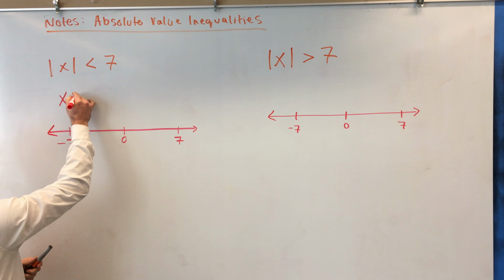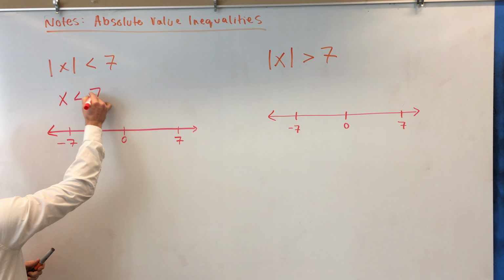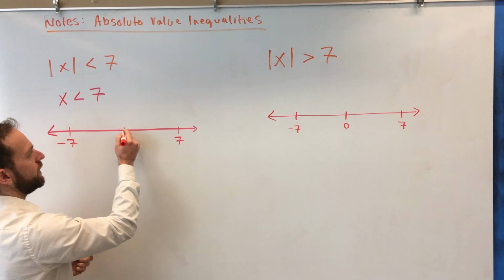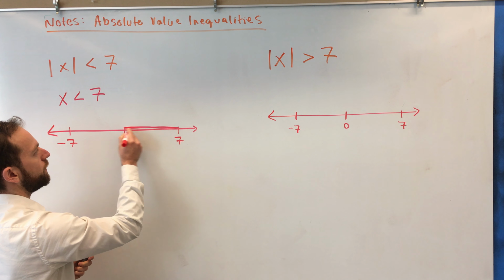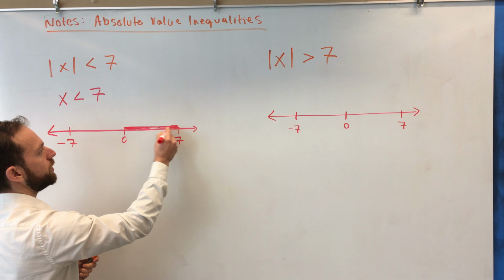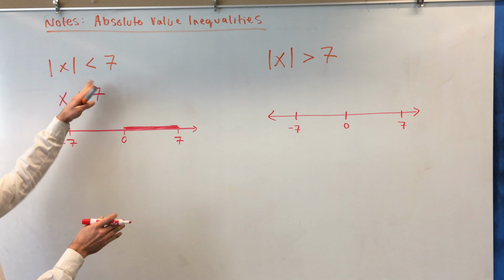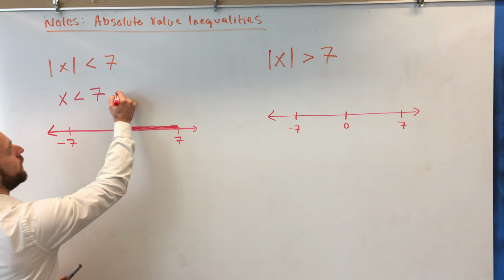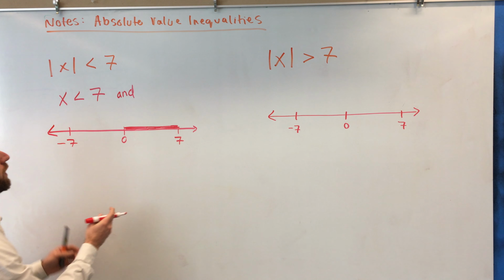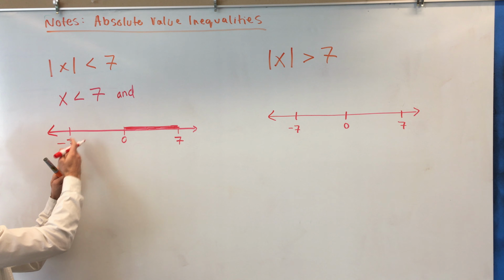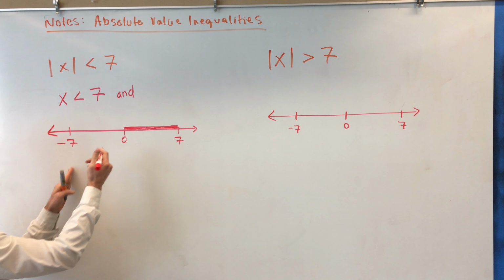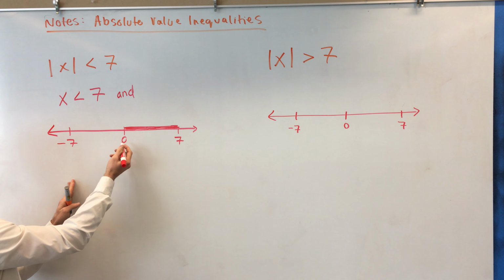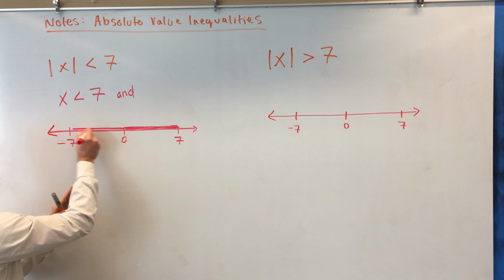So x could be less than 7 on this side. All of these numbers here are less than 7 away from 0, like 6, 5, 4, 3, 2, 1. And these negative numbers are also less than 7 from 0. So like negative 5 is only 5 away from 0. So all of these also work.